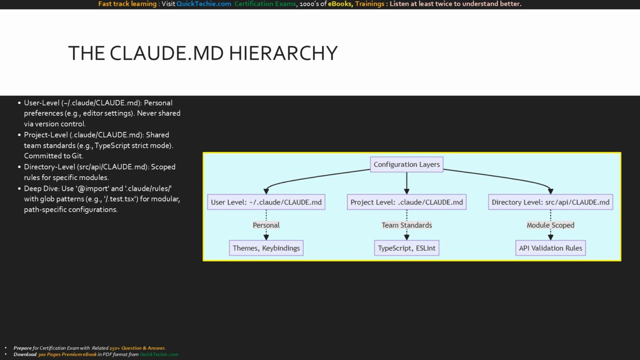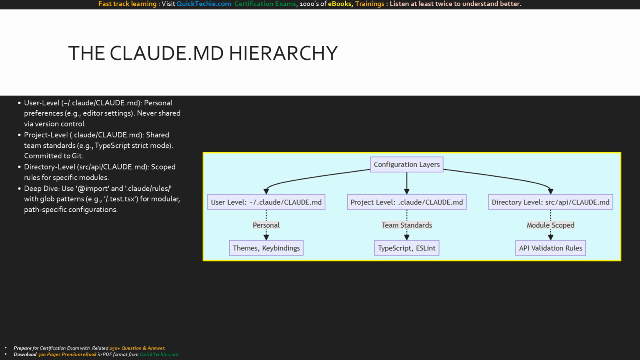Now, let's examine the Claude.md configuration hierarchy, a heavily tested concept. You have three layers. First is the user-level file in your home directory. This is for your personal preferences like terminal colors or Vim bindings. Never commit this to your repo.